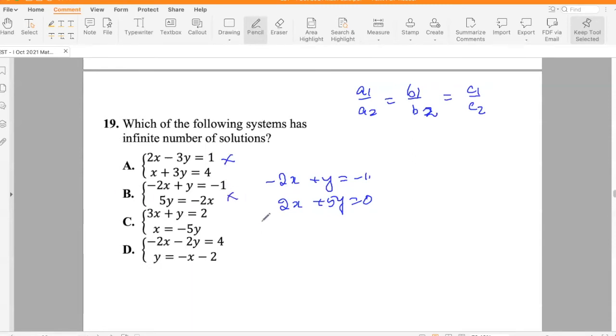Okay, now this is, if I bring here, this will become x plus 5y is 0. So 3 is not equal to 1 by 5. Okay, and here it will be x plus y is minus 2. So minus 2, minus 2, and minus 2. So D is the answer.